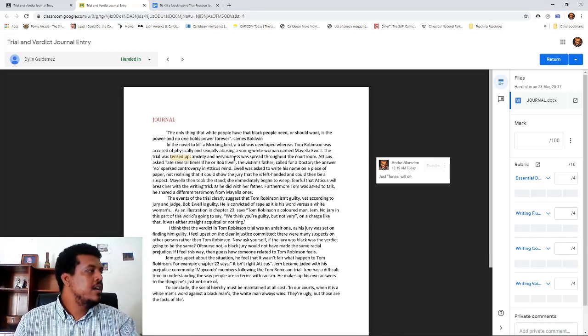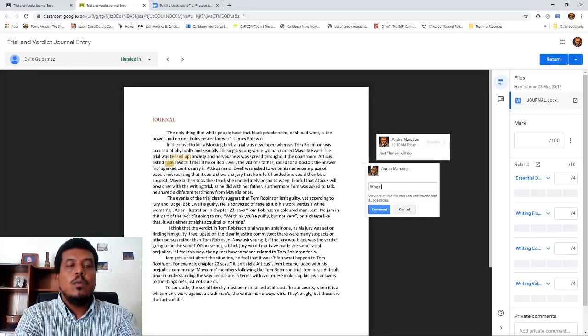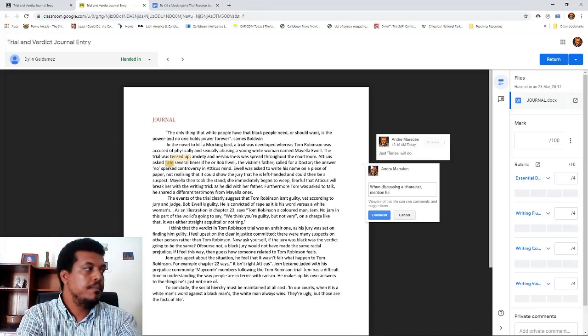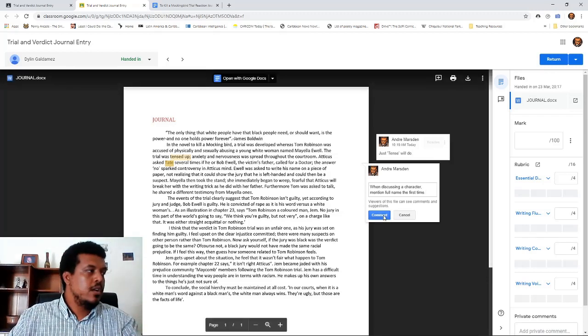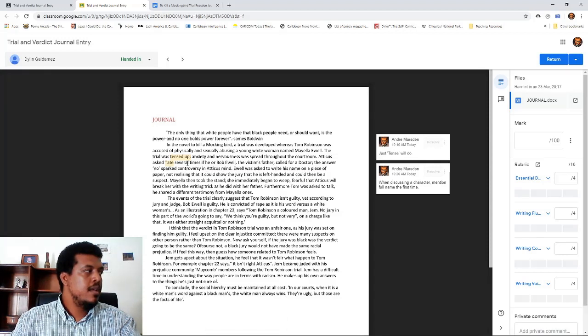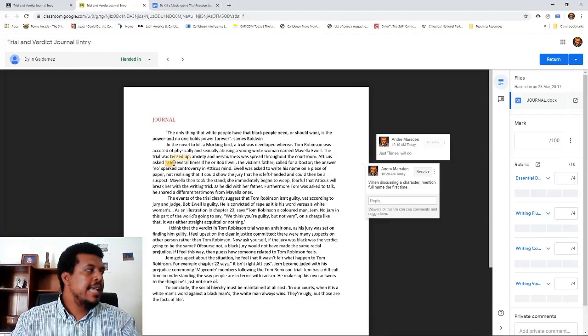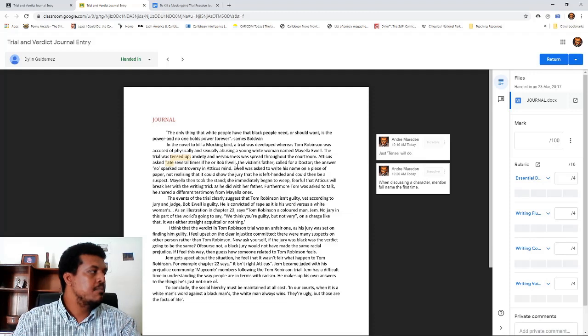Trial was tense. Anxiety and nervousness was spread throughout the courtroom. Atticus asked Tate who? Who's Tate? The cat's mother? Hey guys, when discussing a character, mention their full name the first time. After that, you can call them Tate, you can say Heck, you can say whatever you like, but the first time you mention them in your journal entry, it should be Heck Tate. Atticus asked Heck Tate several times if he or Bob Ewell, the victim's father, called for a doctor. The answer no sparked controversy in Atticus. There should be an apostrophe there. Atticus's mind.